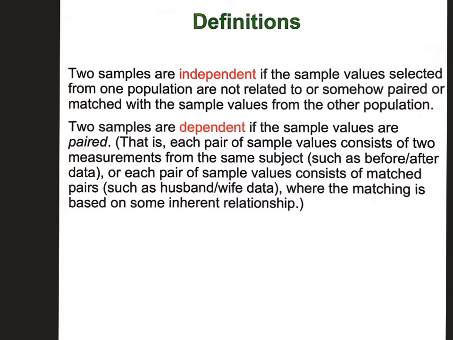All right, a couple definitions here. Two samples are independent, big word today, independent, if the sample values selected from one population are not related to or paired with or matched with sample values from the other population. Dependent is just the opposite. The sample values are paired. That is, each pair of sample values consists of two measurements from the same subject, before-after stuff, husband-wife data, where the matching is some kind of relationship.